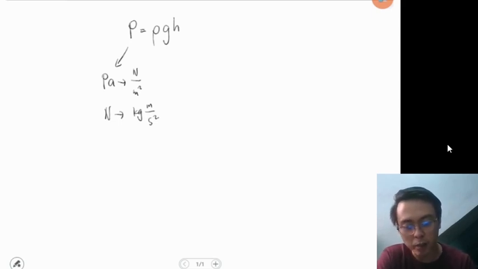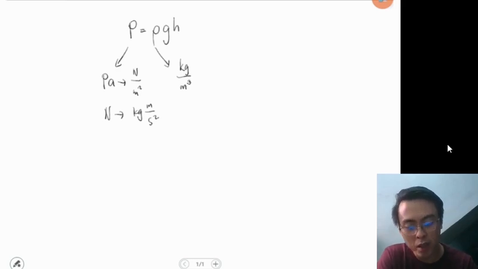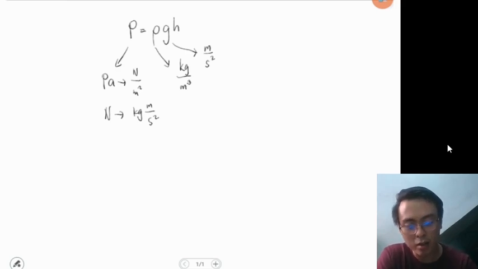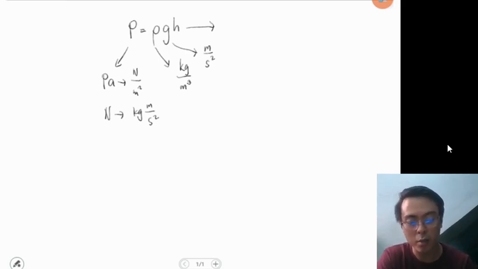Next, density. From our example earlier, you know that density is mass over volume. So in base SI units, that is kilograms per cubic meter. G, acceleration due to gravity. The value is 9.81 and the unit is meters per second squared. Last, height. Height is just a quantity pertaining to length, so it's a base unit, meters.